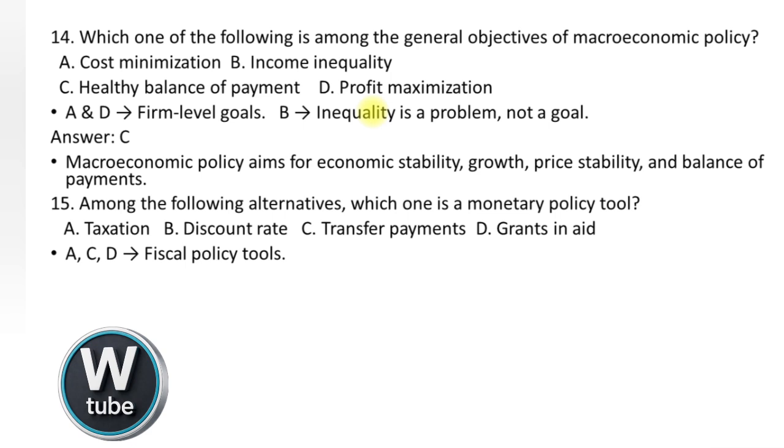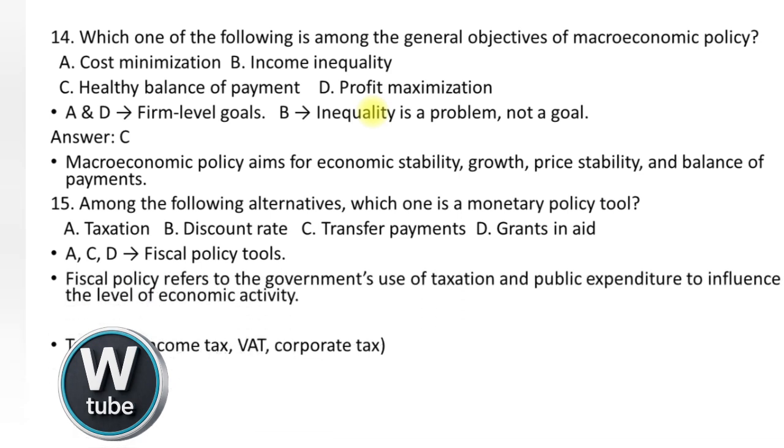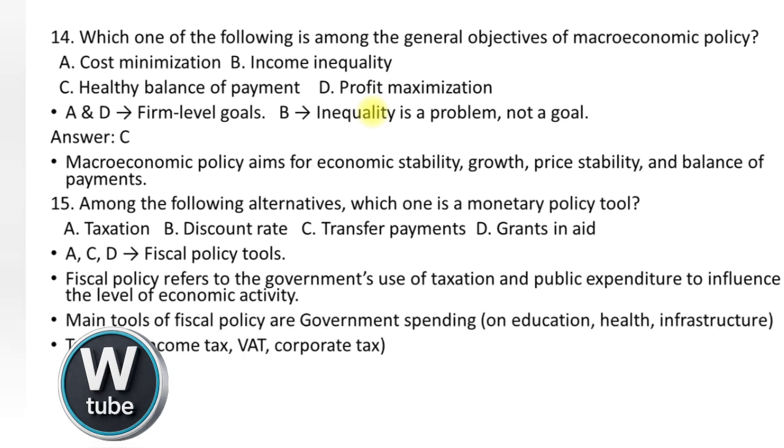Fiscal policy refers to the government's use of taxation and public expenditure to influence the level of economic activity. The main tools of fiscal policy are government spending, like on education, health, and infrastructure, while taxation includes income tax, VAT, and corporate tax. The central bank uses the discount rate to control money supply and credit conditions. B is the correct answer.